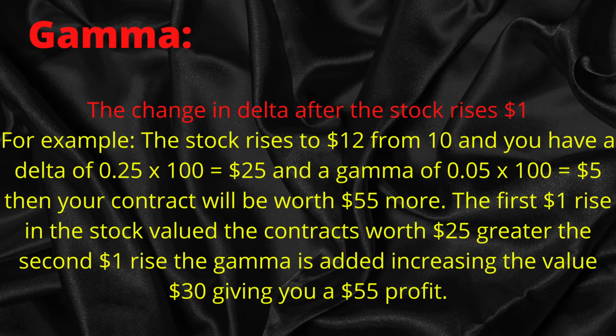The gamma. The gamma is the change in delta after the stock rises $1. For example, the stock rises to $12 from $10 and you have a delta of 25 cents times 100, that's $25, and a gamma of 5 cents times 100, and that's $5. Then your contract will be worth $55 more. The first dollar rise in the stock valued the contract's worth 25 greater. The second dollar rise, the gamma added, increasing the value to $30, giving you a $55 profit.